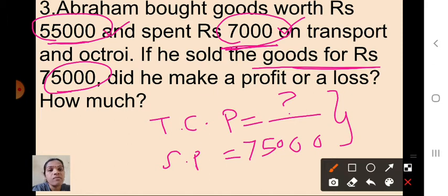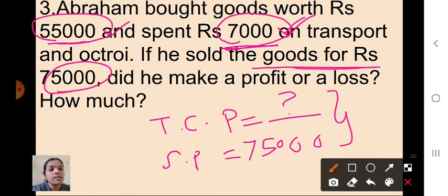Children, for that, as I have told you, you have to add 55,000 plus 7,000 rupees. Why should we add this 7,000 rupees? Because he spent this 7,000 rupees for transport. So we have to add it to the cost price, and that will be your total cost price.